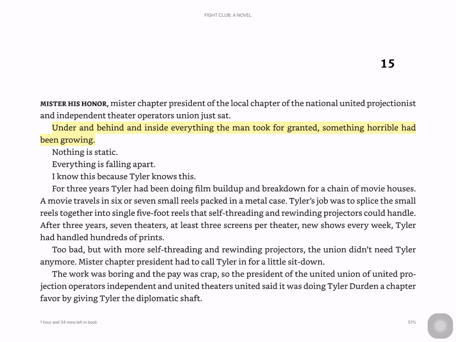Under and behind and inside everything within this system or this society or the narrator's life, something horrible had been growing. And that is the Tyler Durden personality. That is the violent rejection of the system, so on and so forth. "Nothing is static. Everything is falling apart. I know this because Tyler knows this." All right, so some more good evidence here.